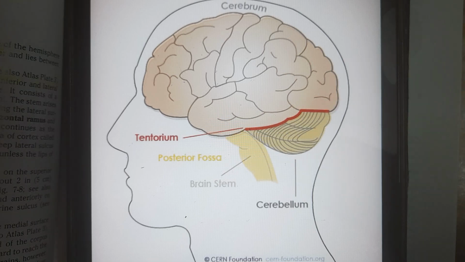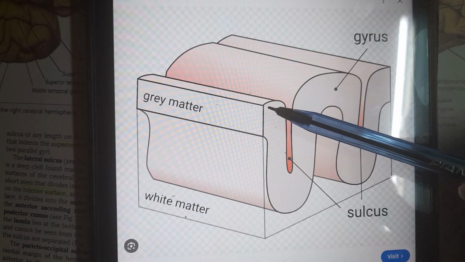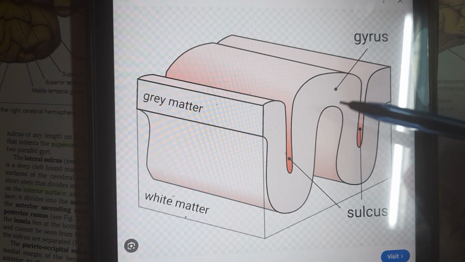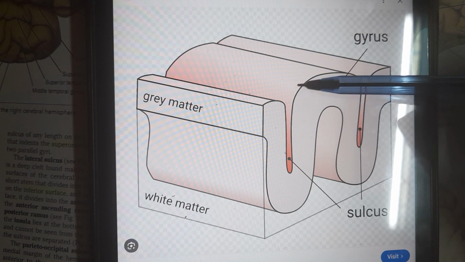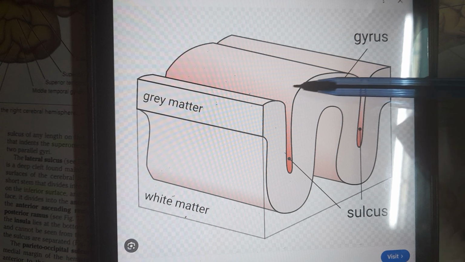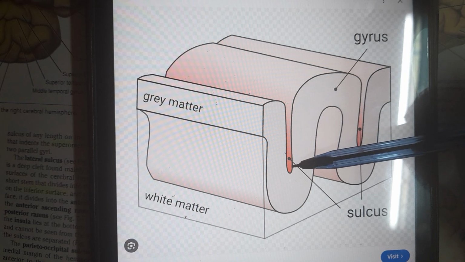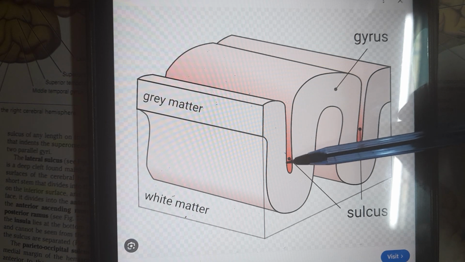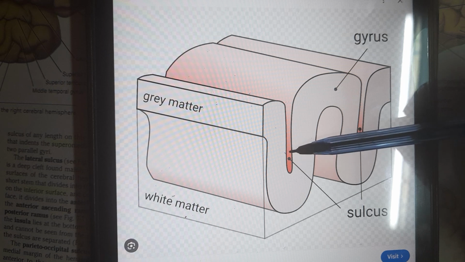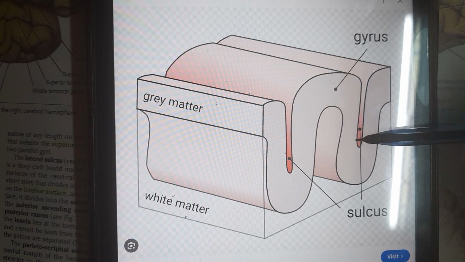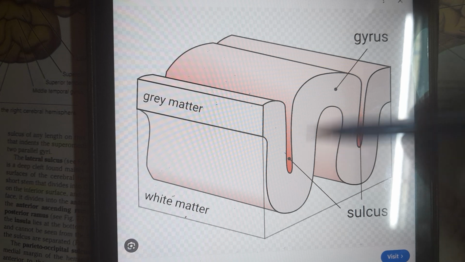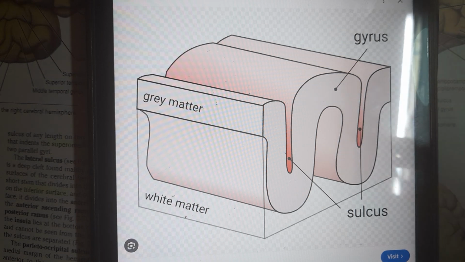Now we know that our brain is convoluted and it has a lot of convolutions. So there is one type of fold that is known as the gyrus, and the other is a slit-like appearance, and this is known as a sulcus. So sulcus and slit resonate with each other. A sulcus is a slit, whereas the fold is a gyrus. So between two sulci there is one gyrus.